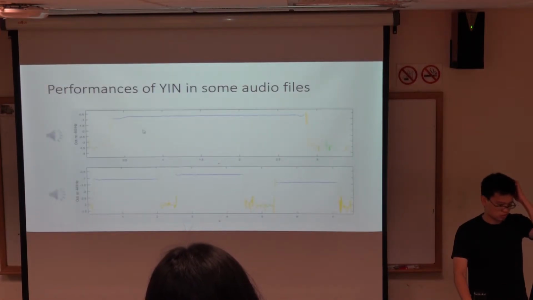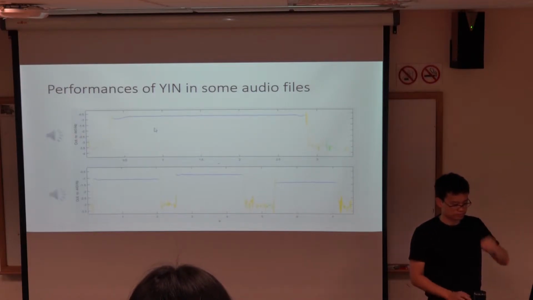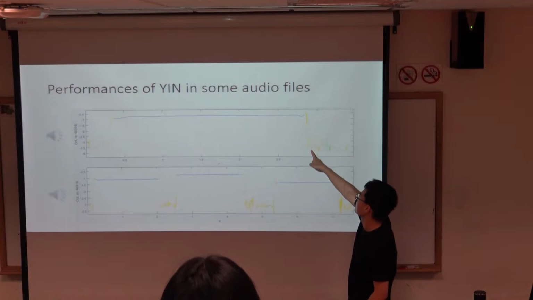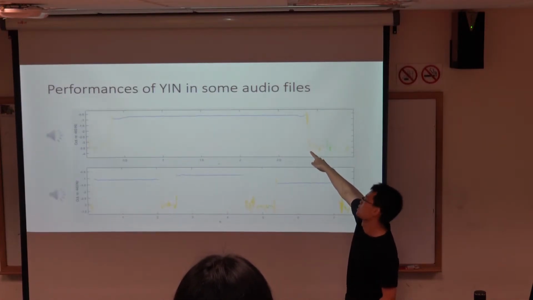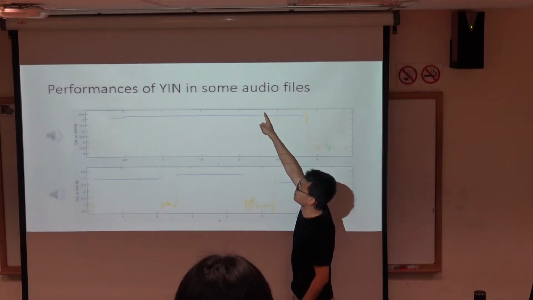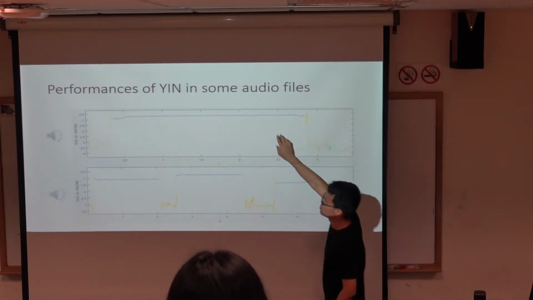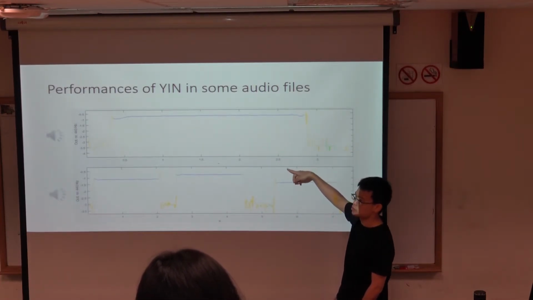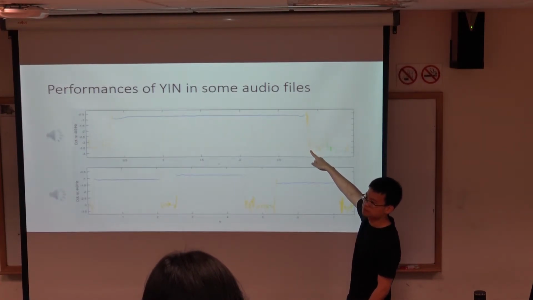Okay, we have seen this. The yellow plot here is of very low confidence, and the blue plot here is very high confidence, which means maybe in this frame your difference function is 0.01, and here it might be 0.3.